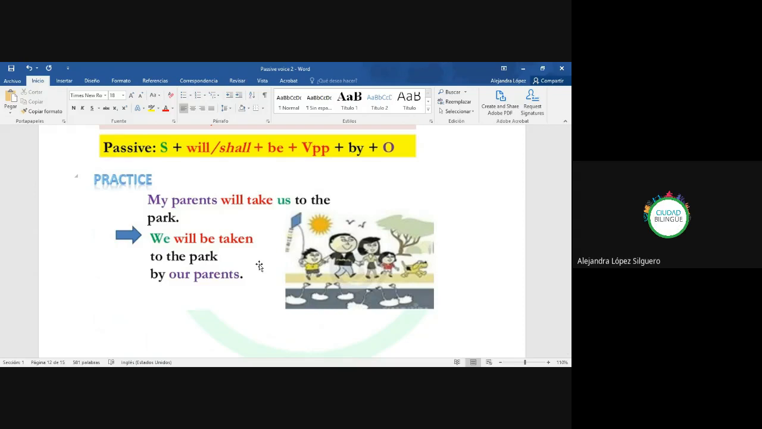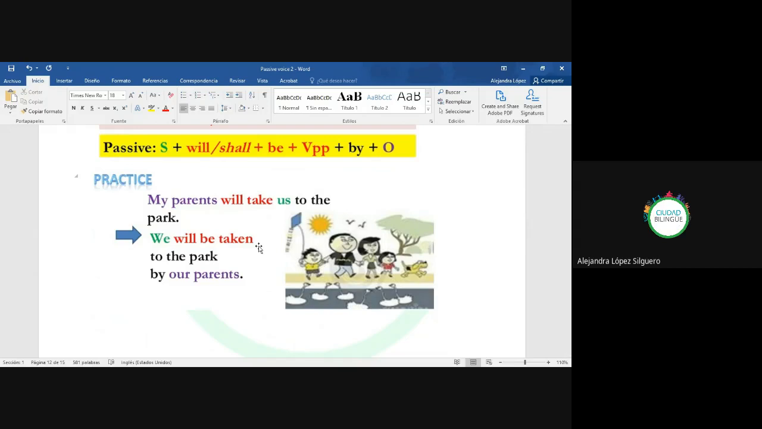Cuando hablamos entonces en futuro, ¿cierto? En voz pasiva, siempre tenemos que agregar will be, siempre. El auxiliar de futuro, sorry, que es will, y el verbo auxiliar be. Will be, que es como seremos, serán, ¿sí? Seré. So, we will be taken, seremos llevados. Y el verbo principal, recuerden, siempre en pasado participio. Pasado participio de take es taken.